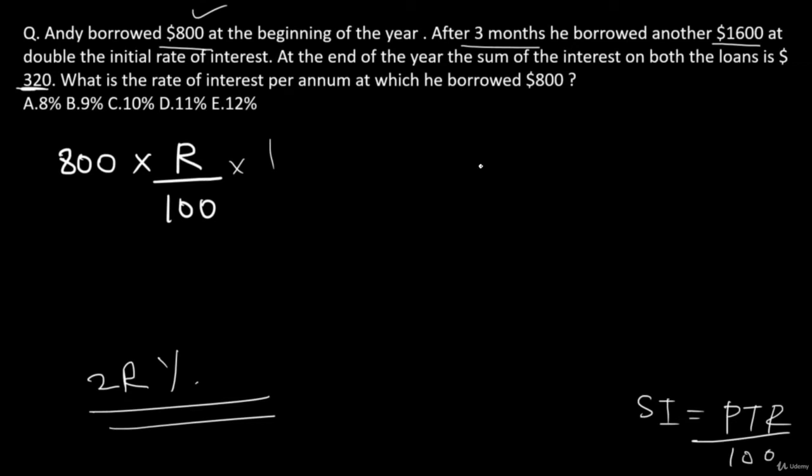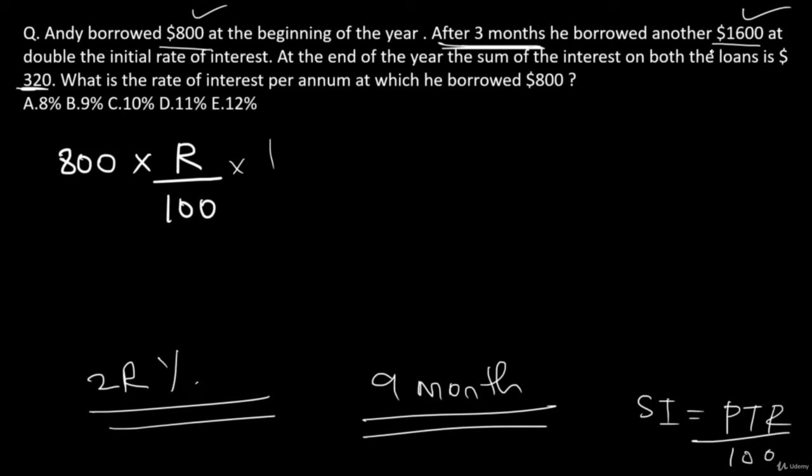So what's the total number of months for which he borrowed $1,600? That's 12 minus 3, right? After 3 months, so January, February, March is over, right? So he just has to pay interest for the remaining 9 months. All right, so 9 months is the duration of time for which he borrowed $1,600, and 9 months is nothing but 9 by 12 years. 9 by 12 years is nothing but 3 by 4 years. That's the same thing that we saw in the previous question.